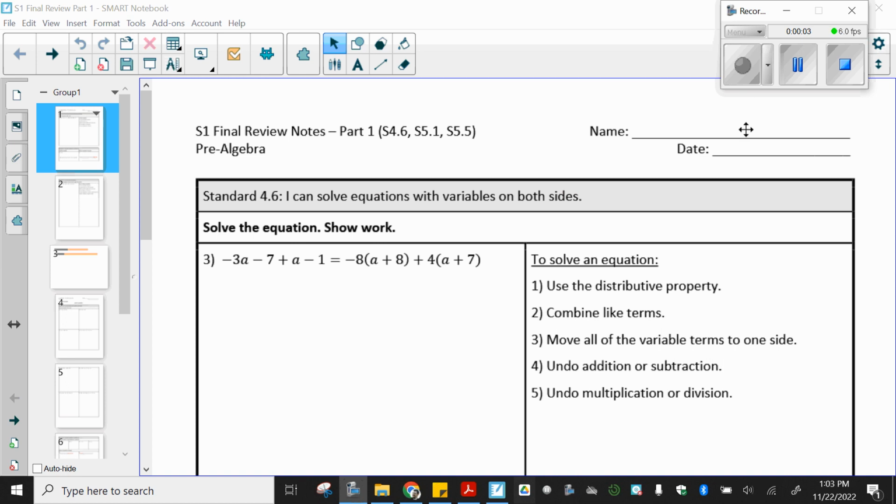Hello, welcome to our final review notes for part 1. This is going to cover standards 4.6, 5.1, and 5.5. These are the three most recent of the standards we're talking about for finals, alright?